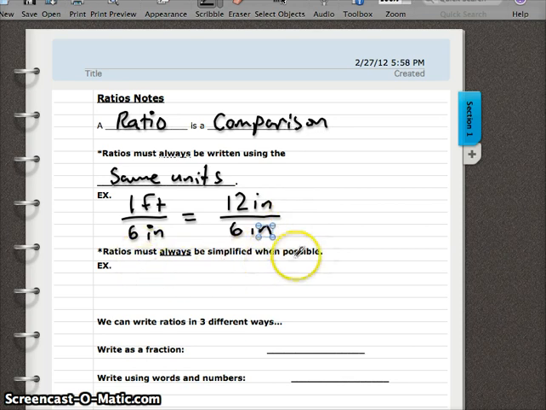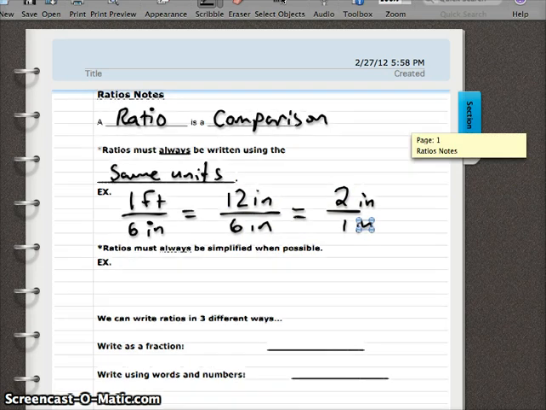But ratios must always be simplified if possible. So we need to reduce this. So I would eventually write 2 to 1. Or 2 inches to 1 inch. Okay, so make sure that ratios are always written in the same units and that they're always simplified.